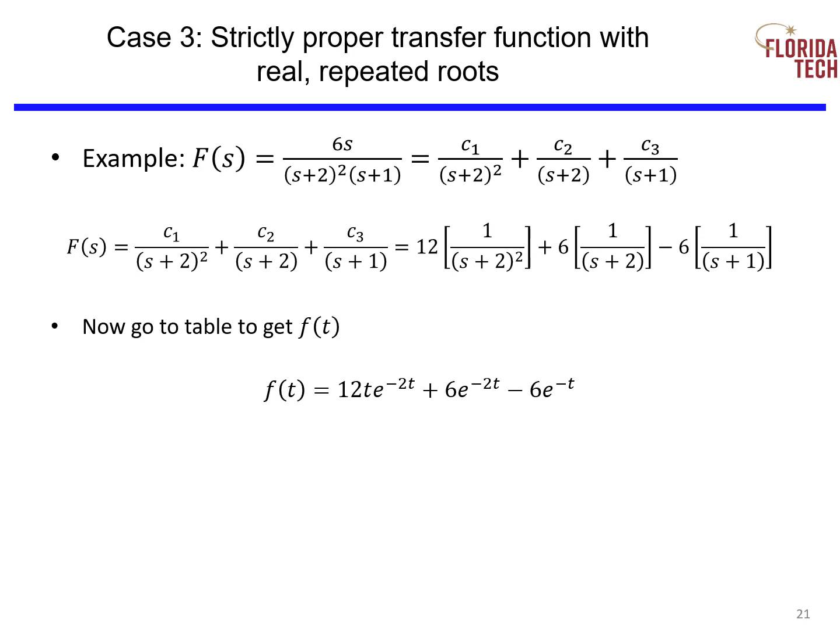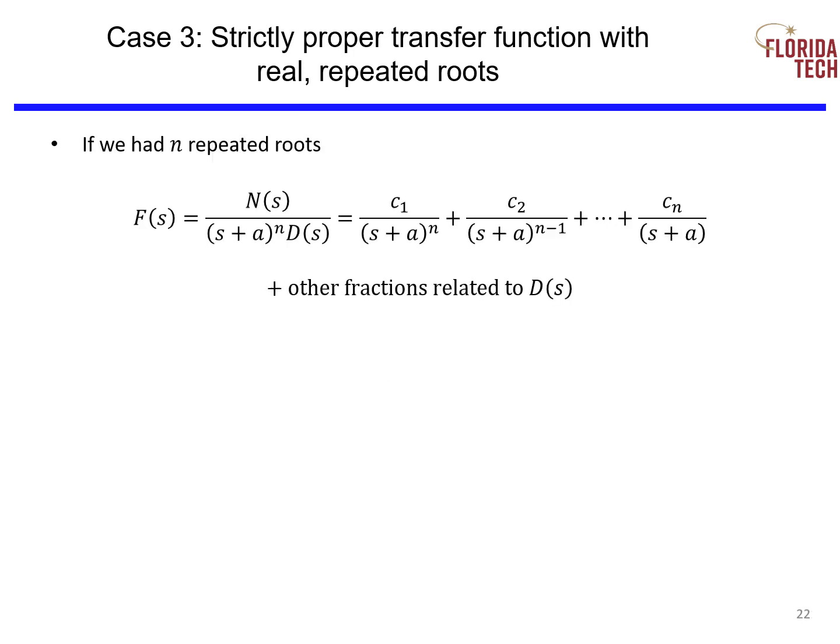Substitute the three constants and go to the Laplace table as before to determine the full time-based function. For this example, we get f of t equals 12 times t times e to the minus 2t plus 6 times e to the minus 2t minus 6 times e to the minus t. In general, if we had n repeated roots, you would need to take higher order derivatives and then multiply by 1 over k minus 1 factorial.